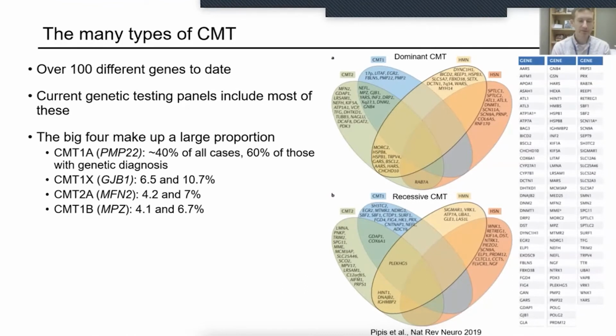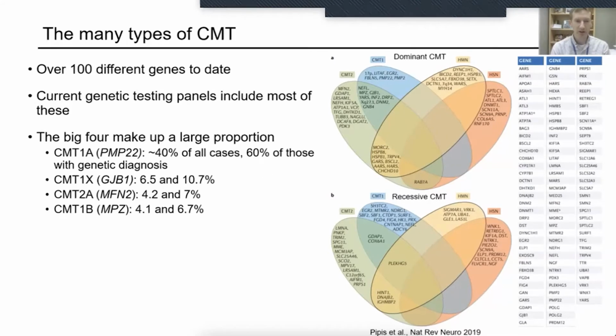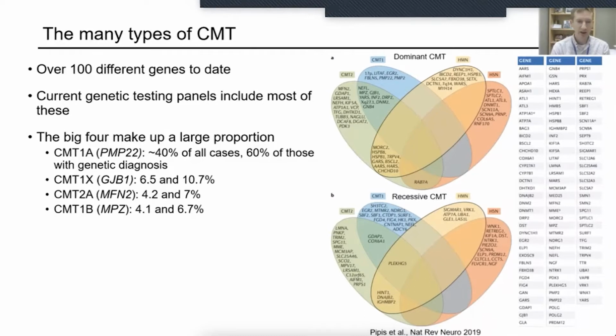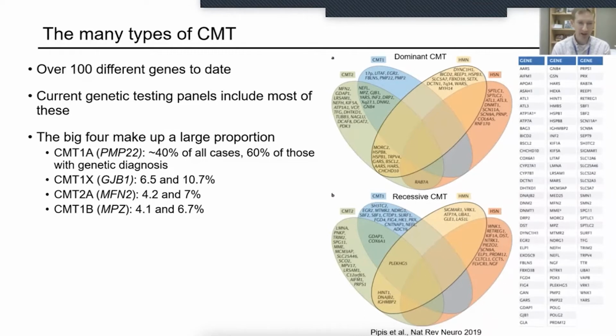And so the big four, as we call them, make up a large proportion of CMT, meaning the four most common genetic diagnoses. CMT1A is about 40% of all cases where there's CMT, but in some cases no answer is ever found. So if you separate those out, roughly 60% of those who actually get a genetic diagnosis end up being CMT1A. And then CMT1X, CMT2A, and CMT1B are the next three most common. They're much less common than CMT1A, but still more common than all the other types of CMT.